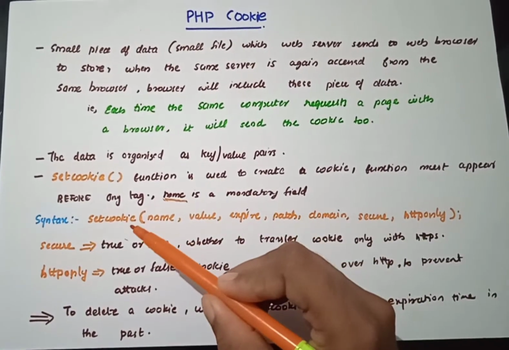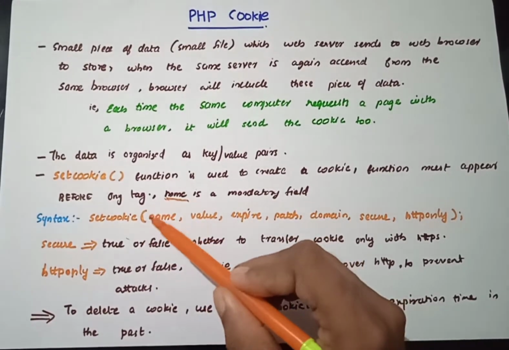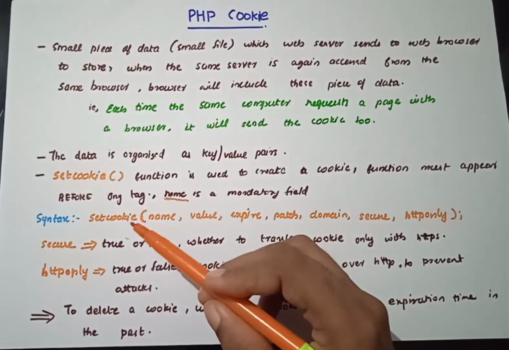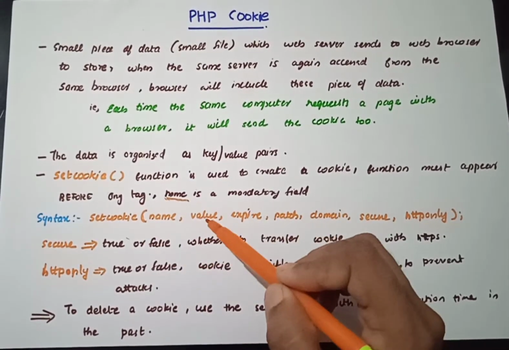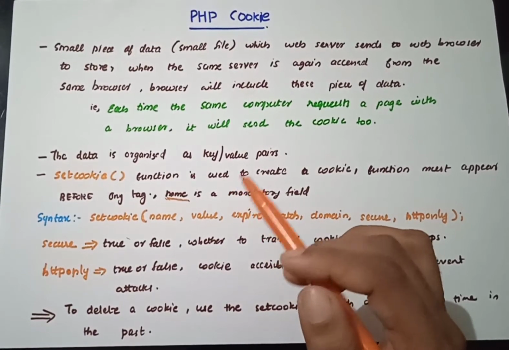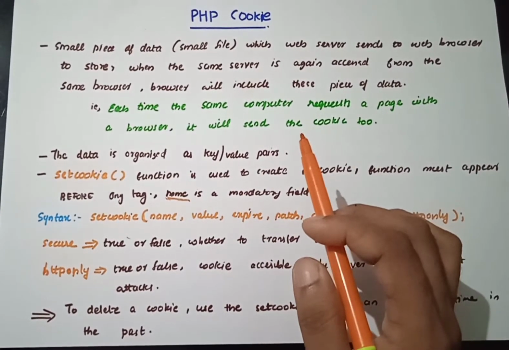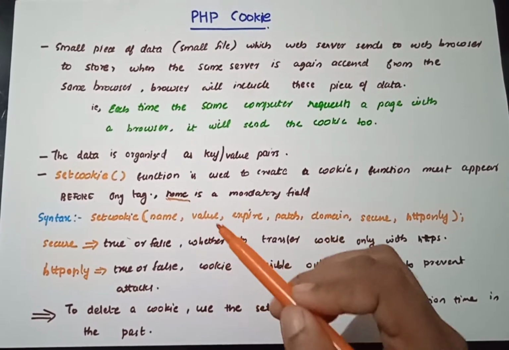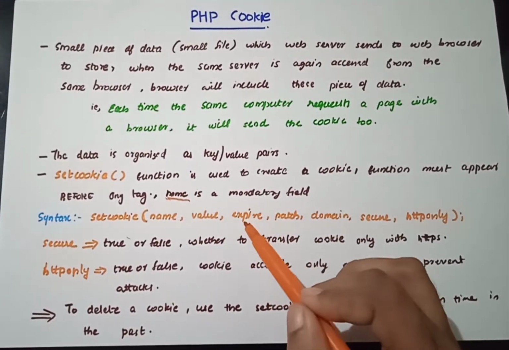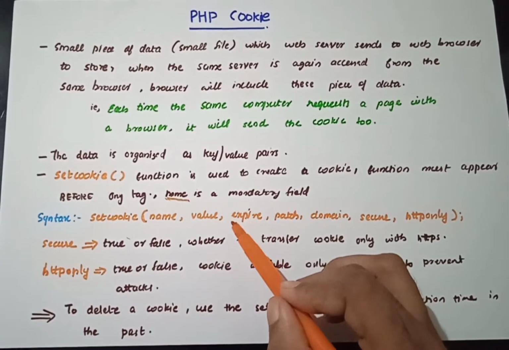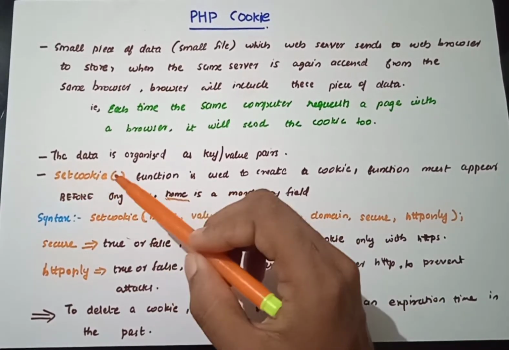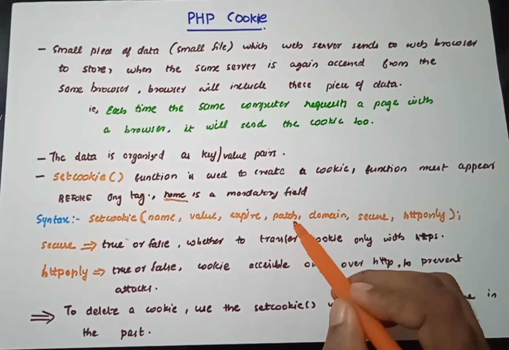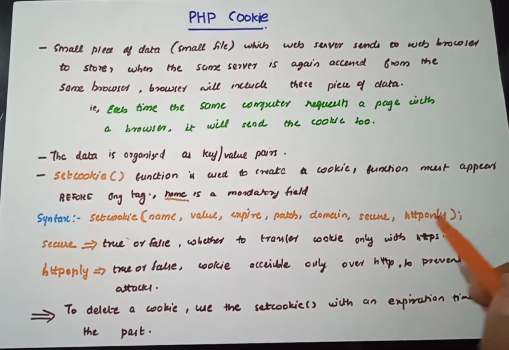Here, name is a mandatory field, and value is the value that we are going to add to the cookie, and that will be shown when the browser is being accessed from the same server. The server will attach this value when that action takes place. And the expiration date plays a very important role in the setcookie function for creating, retrieving and deleting cookies, etc. Then another one is path, domain, secure and HTTP only.